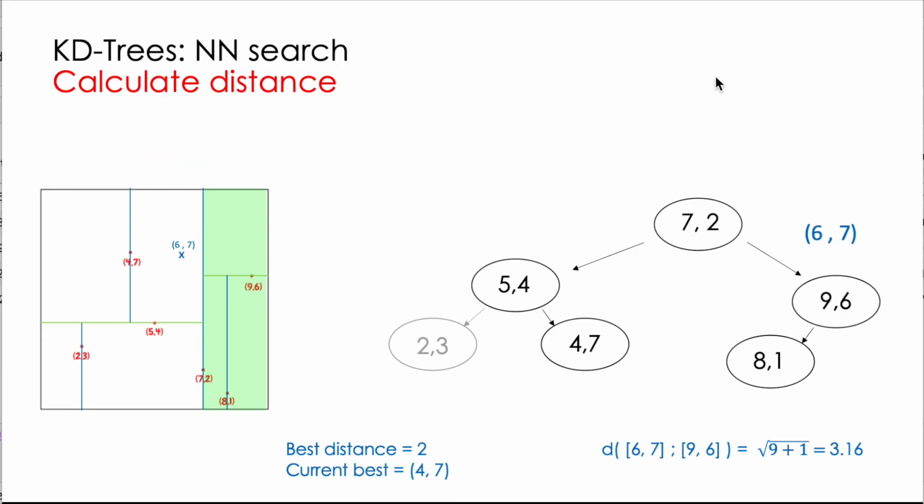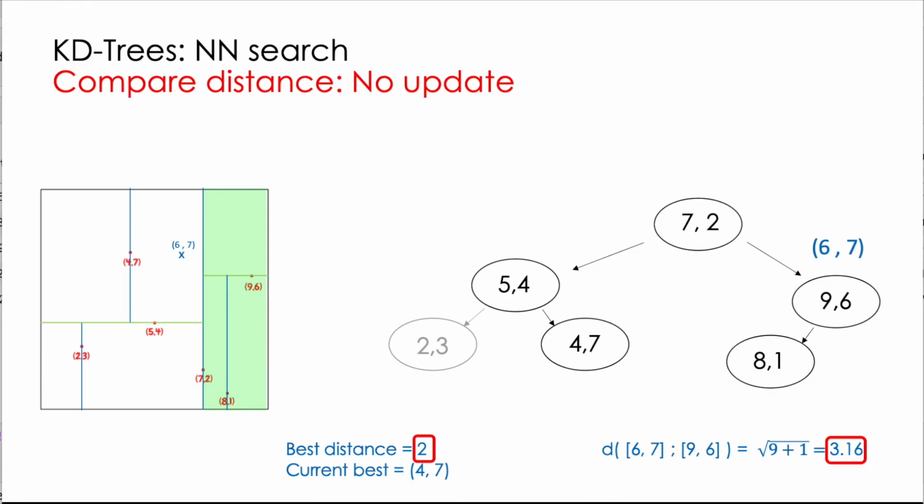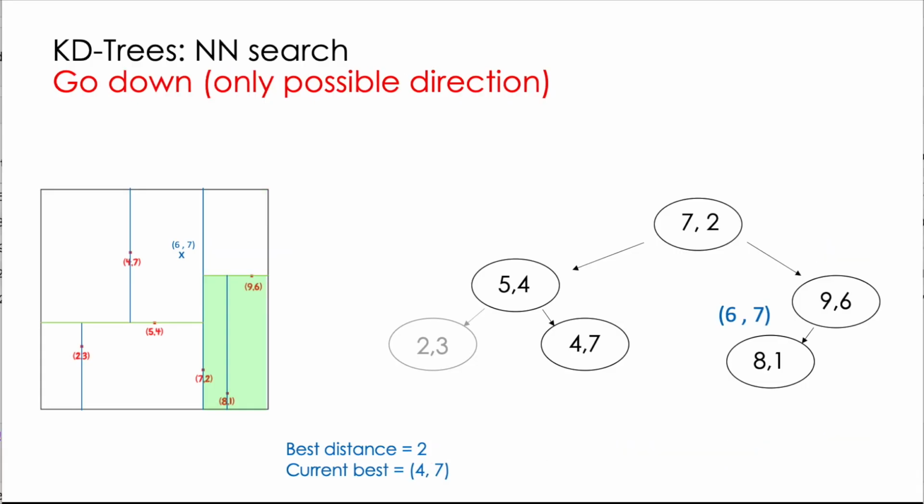So let's go, and then we need to calculate the distance between our query and 9,6. That distance is 3.16. We compare it with our current best, it is worse because it's greater. So it means that we do not update. And we need to go down. We don't have to choose sides here because there is just one side. So we go to that side.